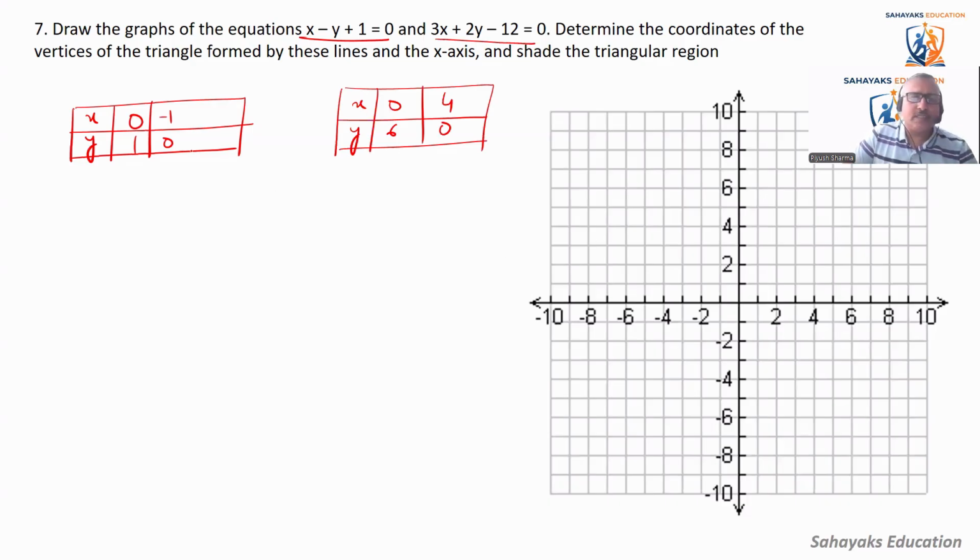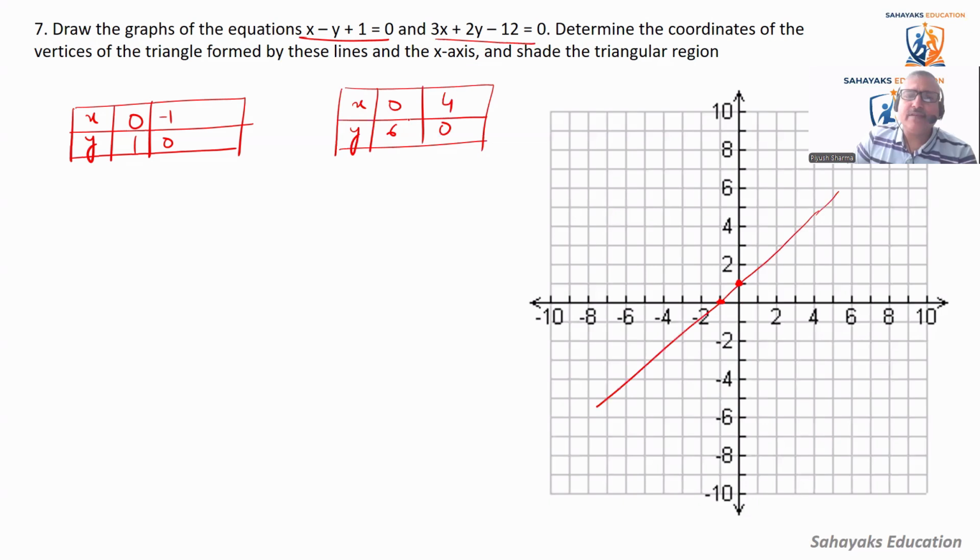Now just draw these two tables on the graph. 0, 1. 0 and 1. This is the point. Then we have minus 1, 0, minus 1 and 0. This is the point. So there's a line like this.